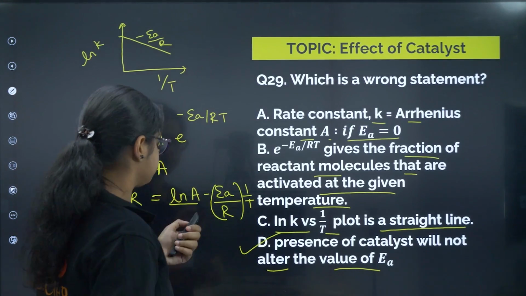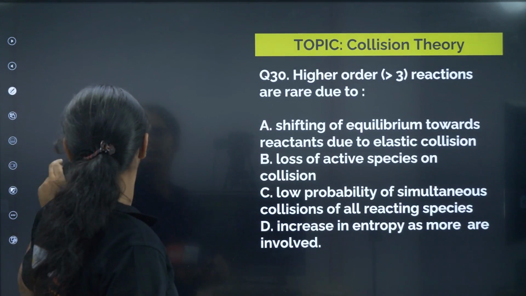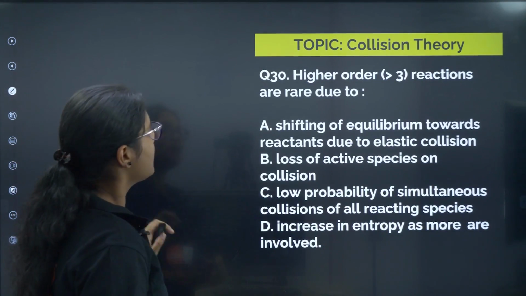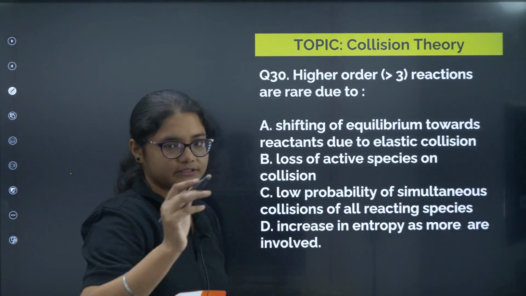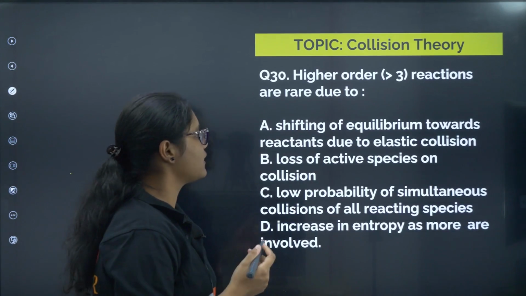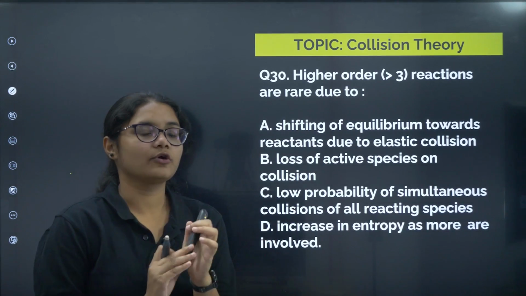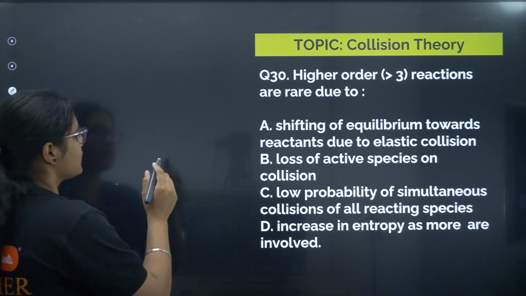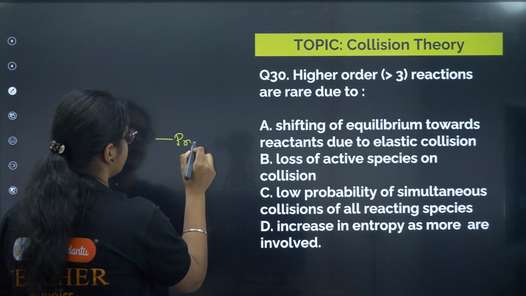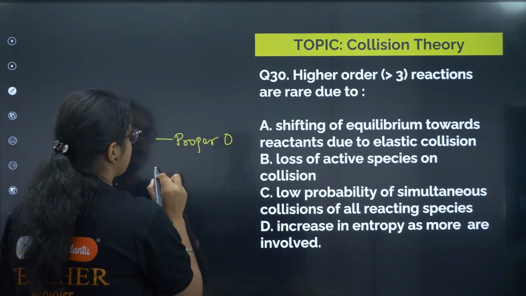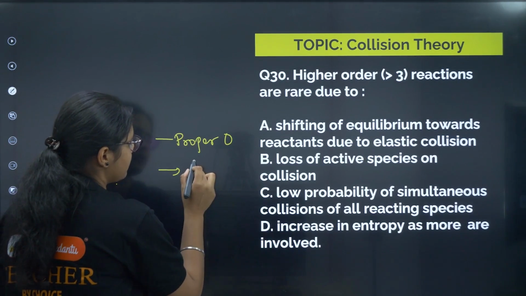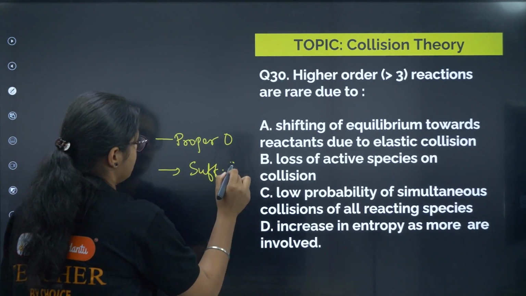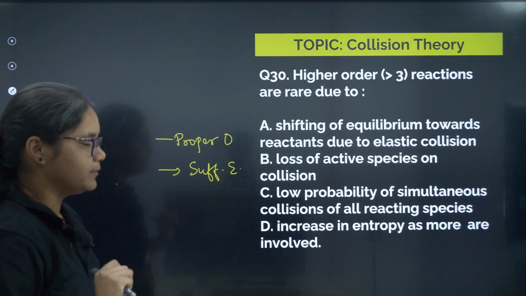Okay, next. So we have reached the last question here. Higher order, so this question is from collision theory. Higher order reactions are rare due to. So we know collision theory speaks about two important points. First of all, the collision should happen in proper orientation. And second factor, the collision should have sufficient energy. Right. Those two things you have to remember.